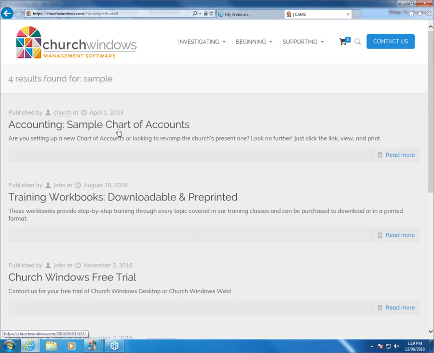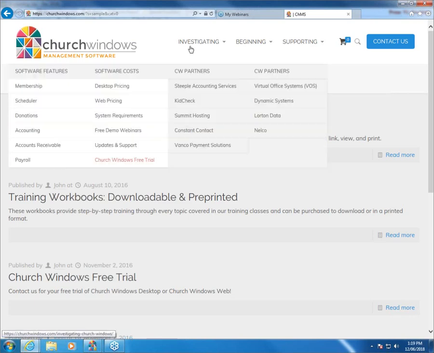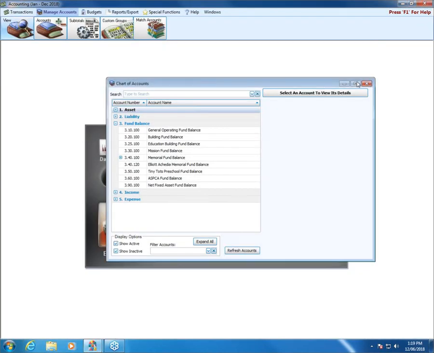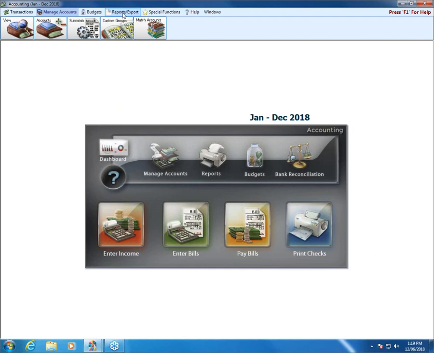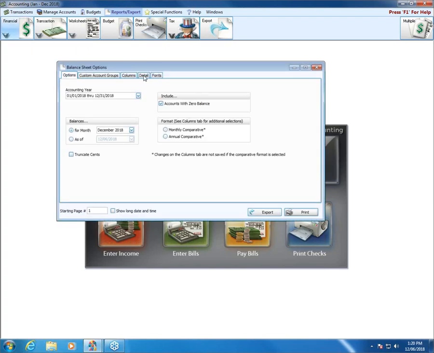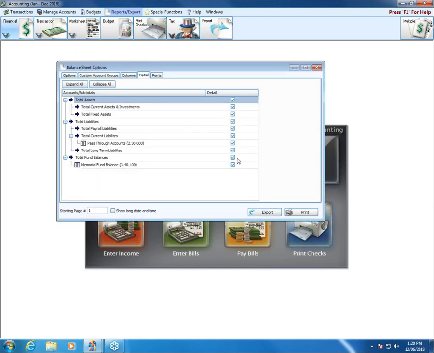I'm being asked, will the balance sheet always show all funds? Well, Diane, yes, unless you're wanting to create some custom groups or hide some detail of those funds. We're not going to talk about that today, but if you want to restrict it to certain funds, you can. Or if you go to your balance sheet and go to the detail tab, you can hide the detail of accounts.